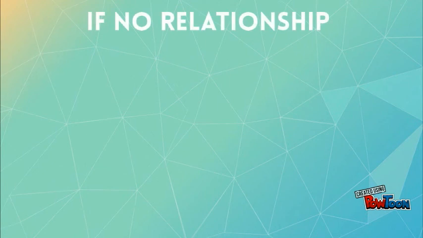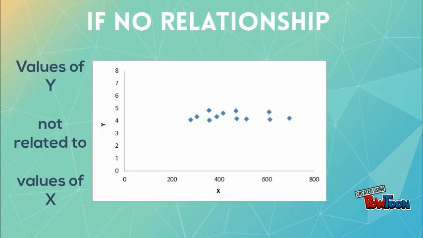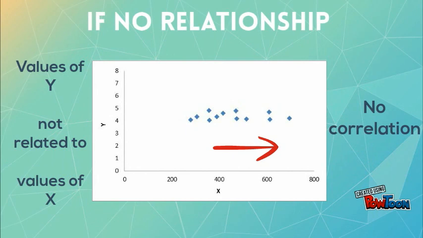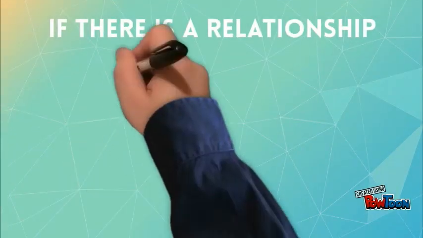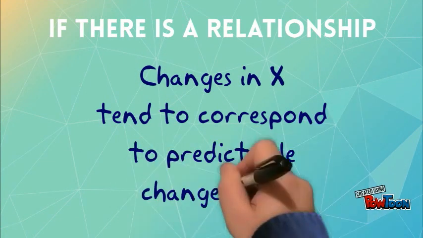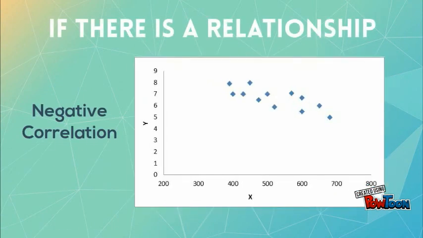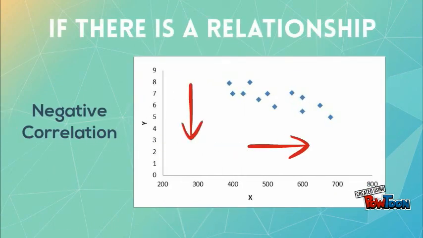If there is no relationship between the variables, changes to one will not correspond to any predictable changes in the other. On a scatter plot, this would appear as the sample points neither increasing nor decreasing as the x value increases. If there is a relationship, changes to one variable tend to correspond with predictable changes in the other. Relationships can be either positive, meaning that as x increases, the values of y also tend to increase, or negative, meaning that as x increases, the values of y tend to decrease.